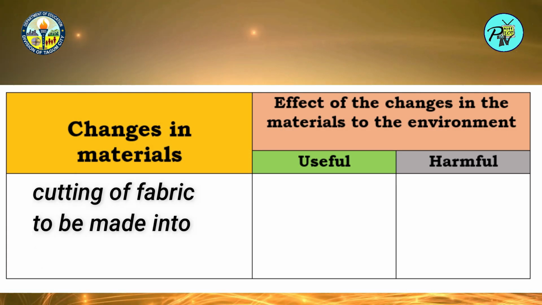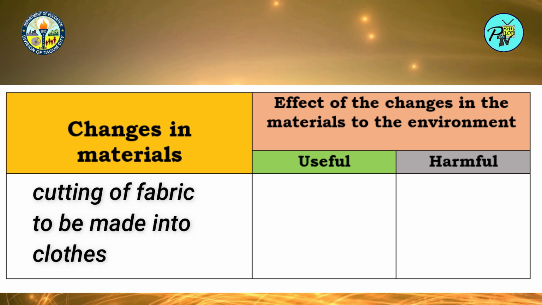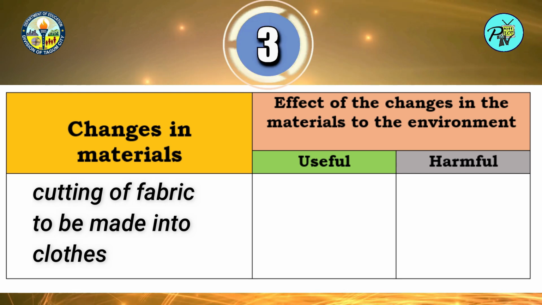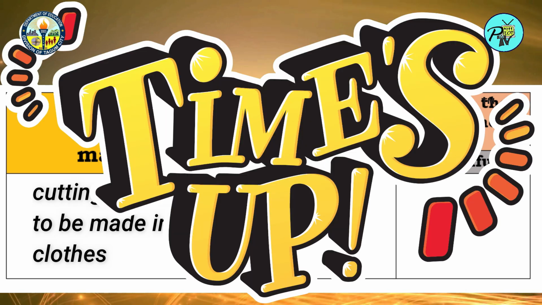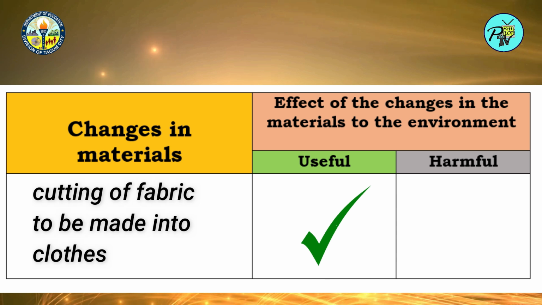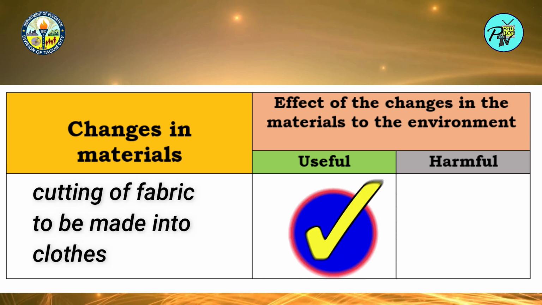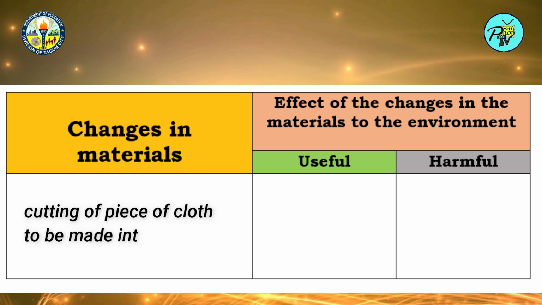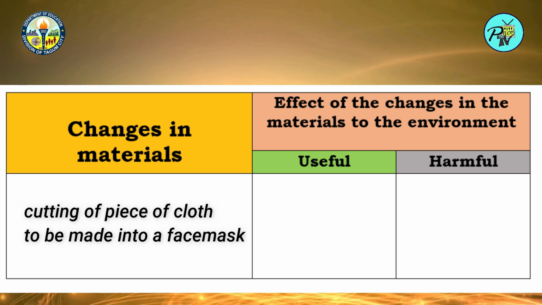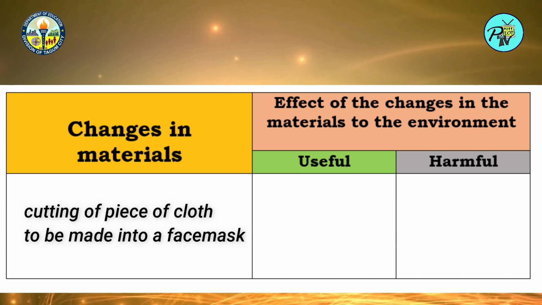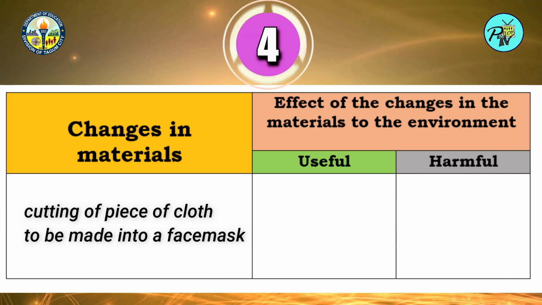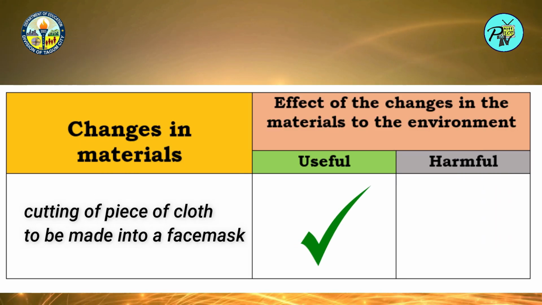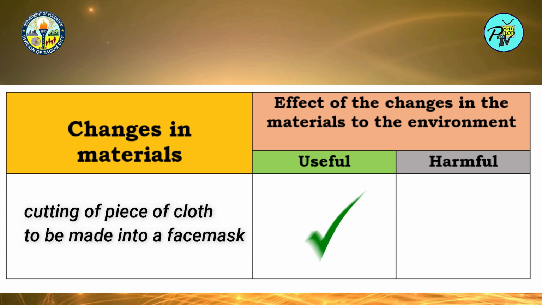Number 1. Cutting of fabric to be made into clothes. Your timer starts now. What is your answer? The correct answer is... That's correct! Number 2. Cutting of piece of cloth to be made into a face mask. Timer starts now. If you answered that, that's correct.